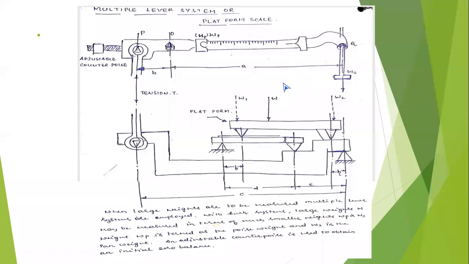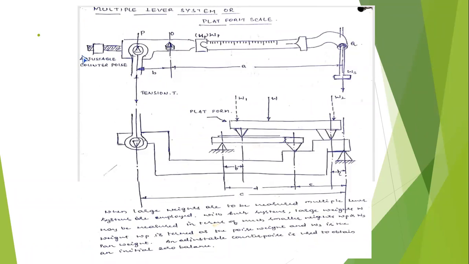The application of a multiple lever system is that you can weigh from 1 kg or 10 kgs up to 1 ton. That is the range you can weigh using the platform scale. So the width of the platform may be 2 feet and the length 3 feet or 3.5 feet. On that, you can keep a 50 kg bag or 100 kg bag or 10 kg bag. You get an accurate result. Next, come to the point.